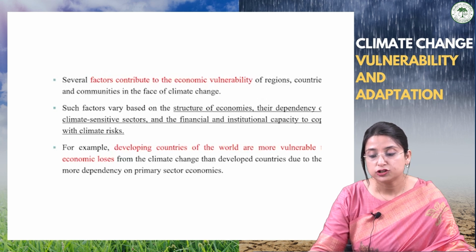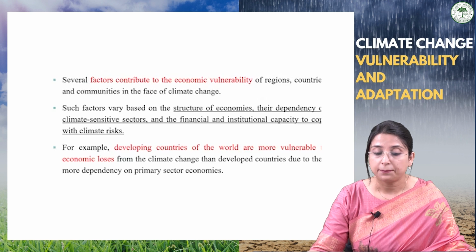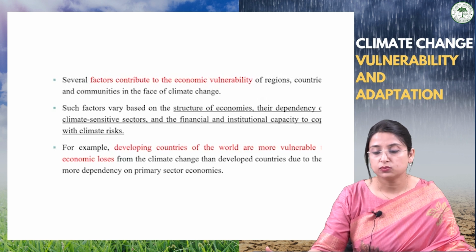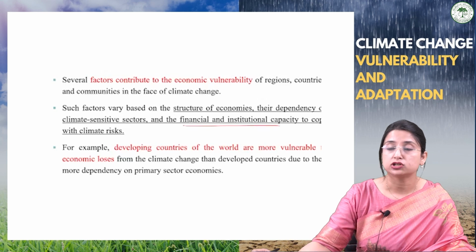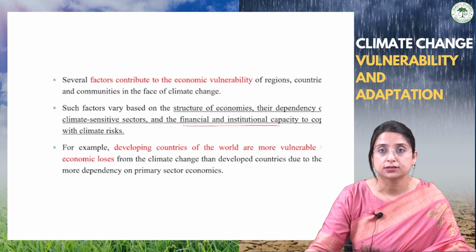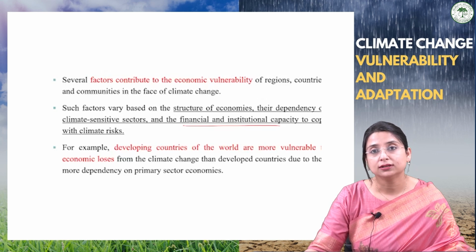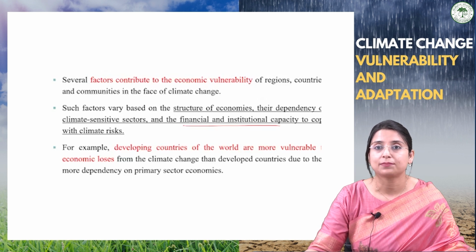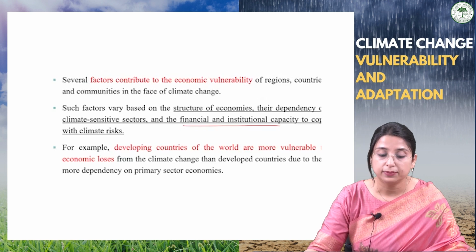Another factor is the financial and institutional capacity to cope with climate risk. This is very important. When we talk about financial and institutional capacity, mostly what we see is that the developed countries have more access to resources and good insurance strategies, so their populations are less susceptible to the changes or risks related to climate change as compared to communities living in low income groups. So the developing countries of the world are more vulnerable to economic losses.